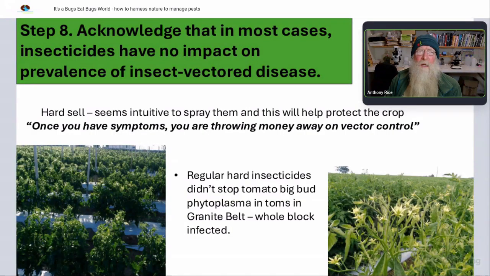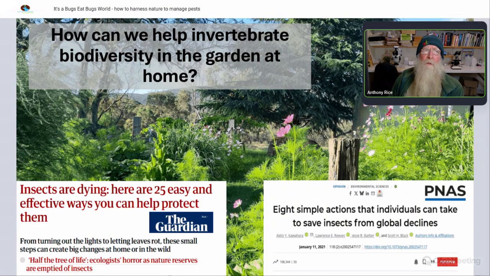So that's the last one talking about in a commercial setting. And these are the 8 steps that will start you treading more softly and starting to harness that whole army of beneficials that just want to eat your pests, and all we've got to do is stop killing them. These are some ways that you can lighten the pressure on them and stop killing them.